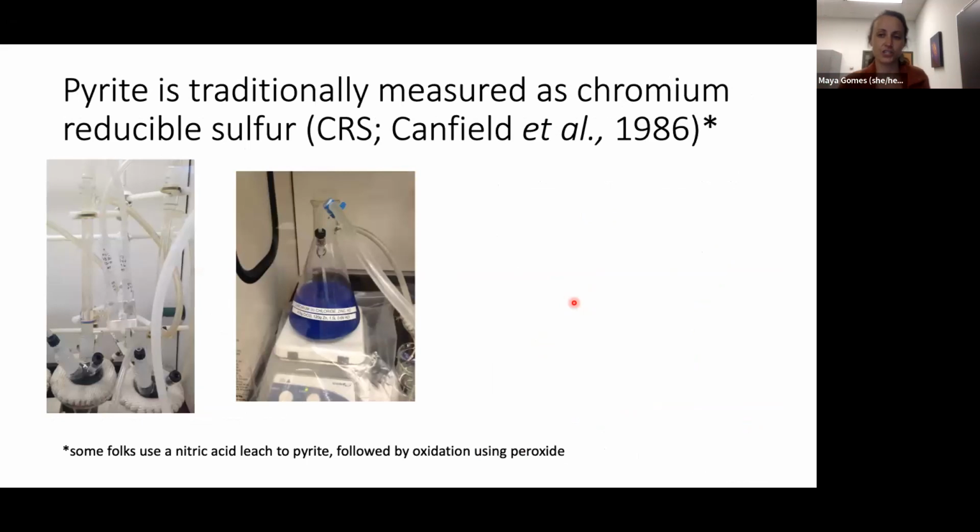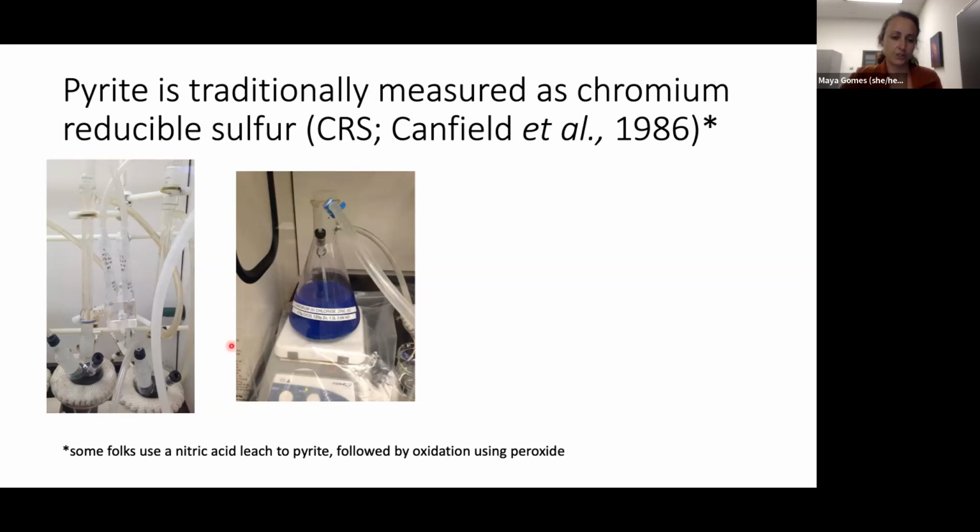So pyrite is traditionally extracted as chromium reducible sulfur. In some cases, people are micro drilling pyrite, but in a lot of cases that pyrite is finely disseminated throughout your sample. And so you have to extract it using various types of chemicals. We do this with a chromium reducible sulfur extraction.